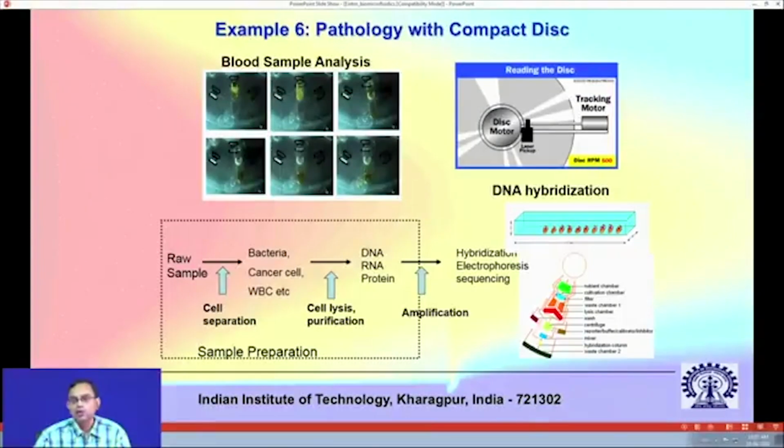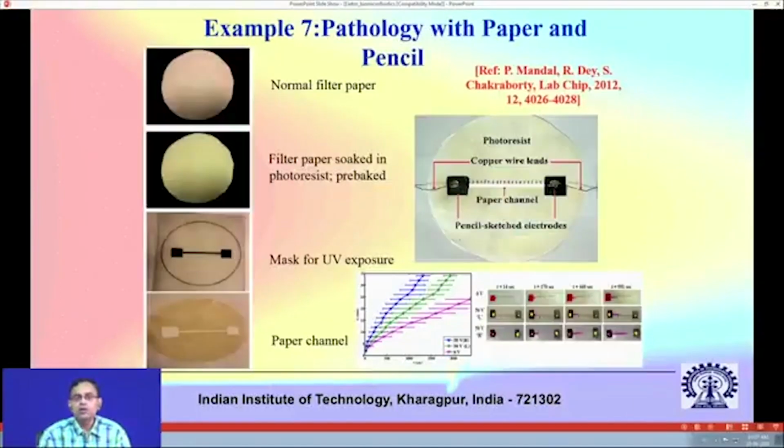So, the previous device that was there is called lab on a compact disc or lab on a CD, where you essentially have a rotating disc on which you drop one drop of blood and it can do a large number of tests. You can do it also on a paper strip on which we have pencil sketched electrodes. It is a very unique device invented by our group called the paper and pencil device. I will talk more about this device later on.